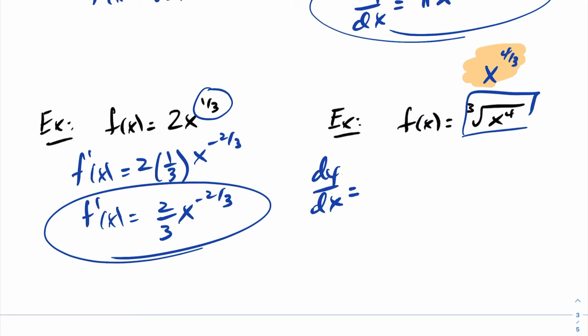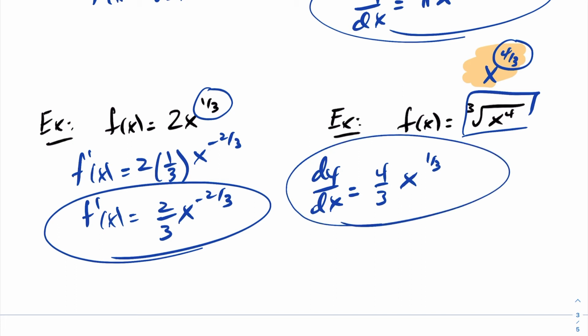But now that I've written this in exponential form, the derivative here would be 4/3 x. We take the 4/3, subtract 1 from that, and we're left with a third. So dy/dx is 4/3 x to the 1/3.